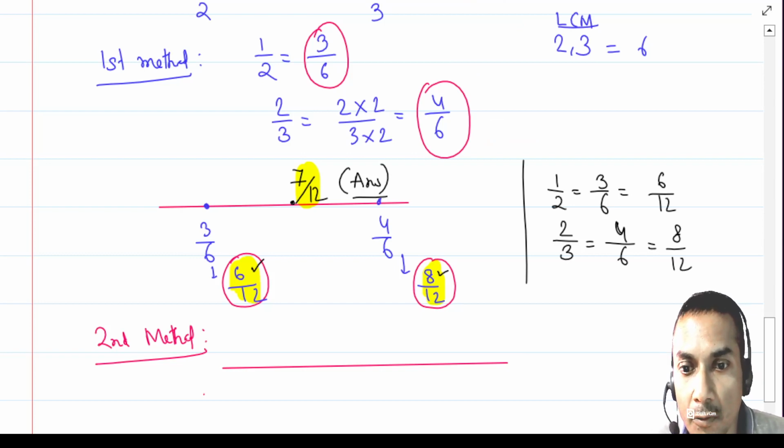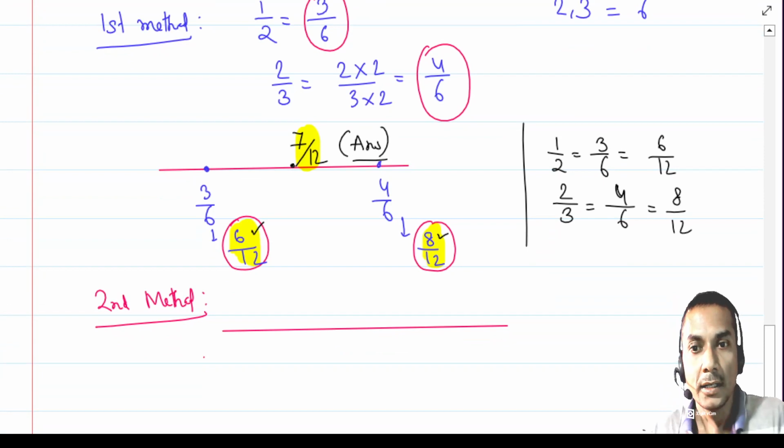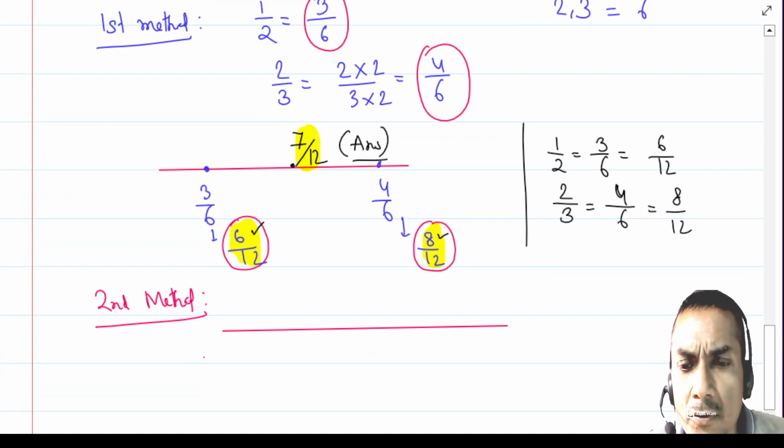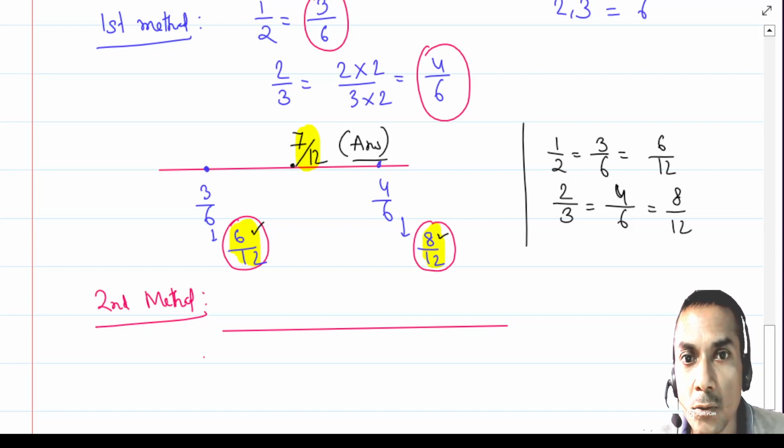So to find one value, multiple values can also be found, but it is not easy. If the question asks to find one rational number in between two given rational numbers, then the second method is applicable. If multiple values in between are required, then we have to follow the first method. We will discuss the first method more later. Now you learn the second method.